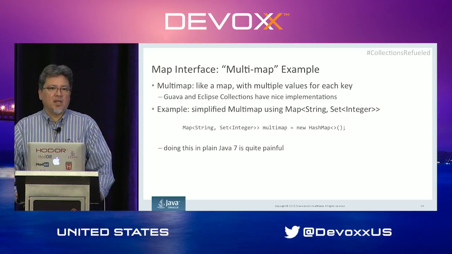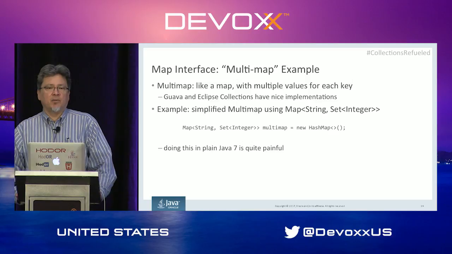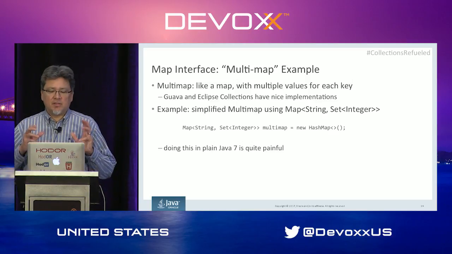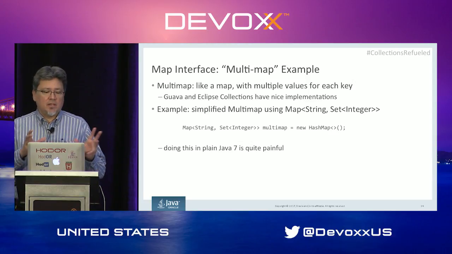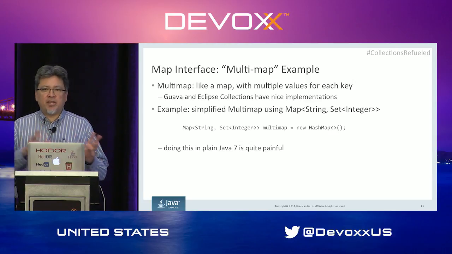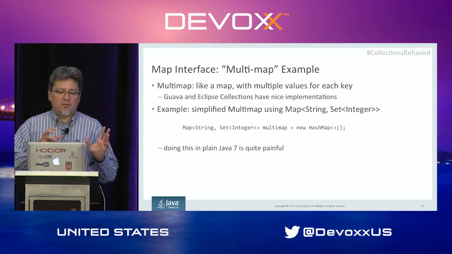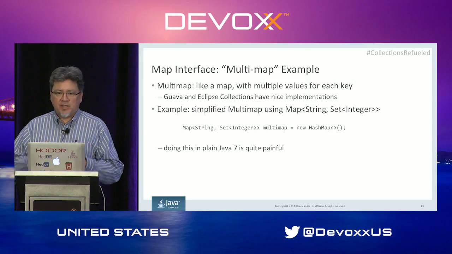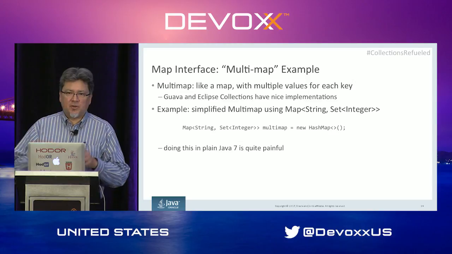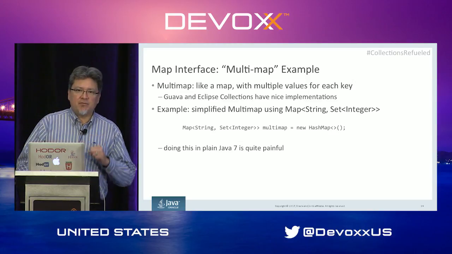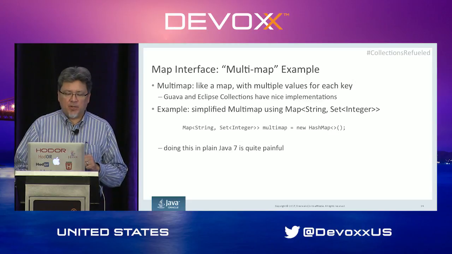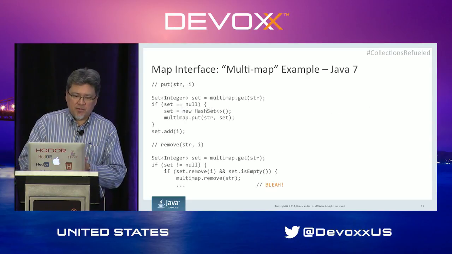And sometimes, if you can't use one of those libraries, what you have to do is say, okay, I can't use a multi-map, so instead, if I want a map from string to multiple integers, I would have a map from string to set of integers, and just store that in a regular hash map. And in Java 7 and earlier, this can actually get pretty painful. So here's some code to do that.